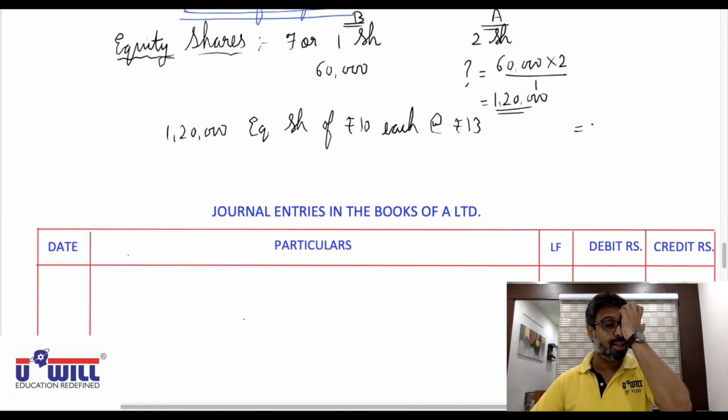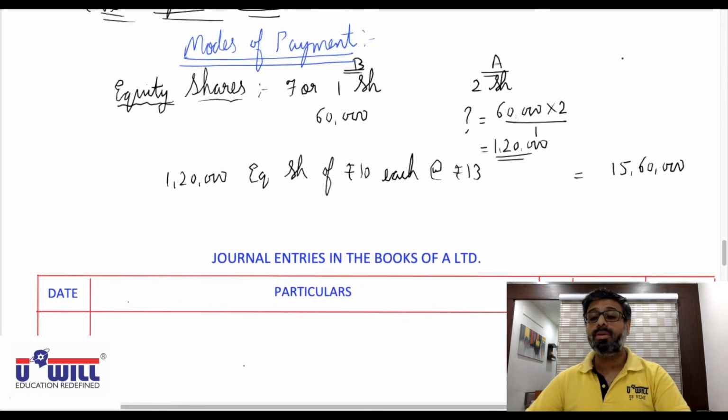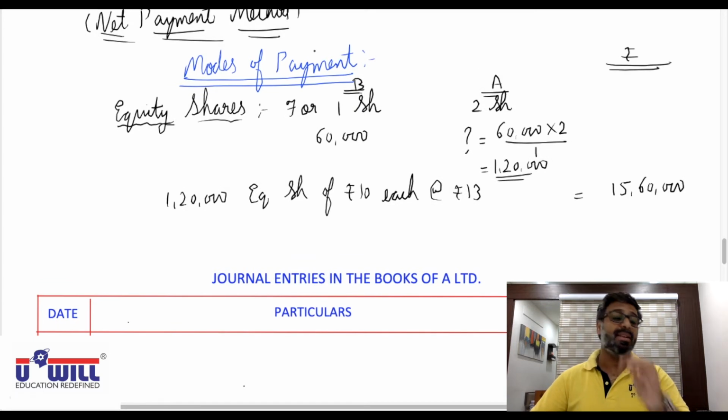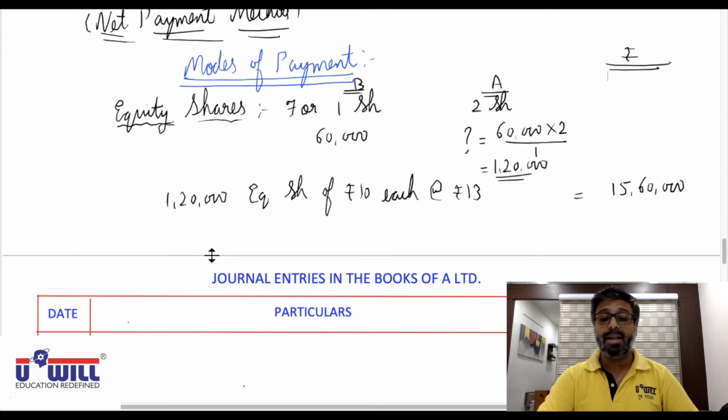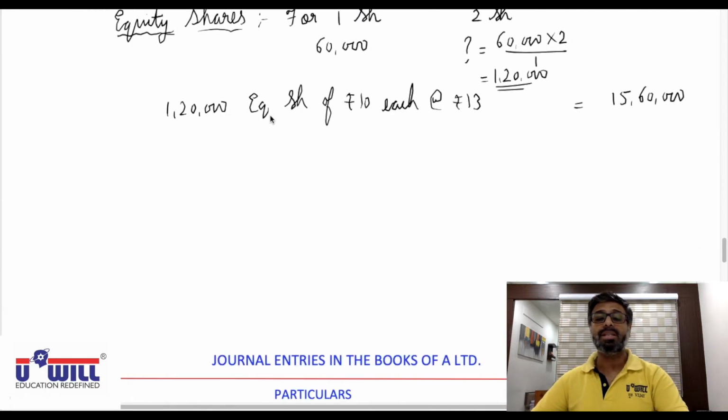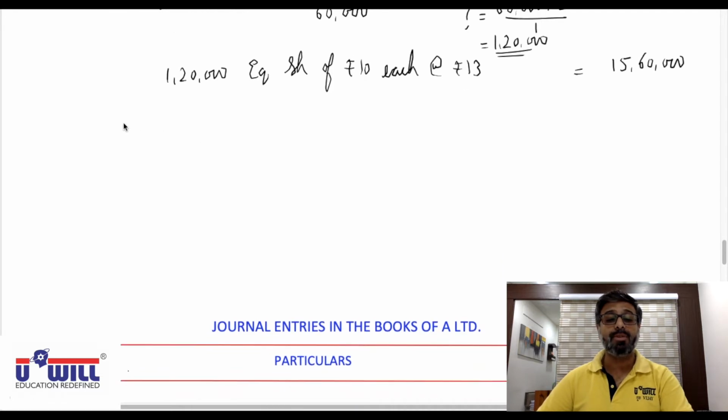1,20,000 equity shares into 13, so 15,60,000. How much are we giving to B Limited in the form of equity shares? In the form of equity shares, we are giving a value of 15,60,000. How do you get that 15,60,000? 1,20,000 equity shares of 10 each, but we are giving at 13 rupees. So 1,20,000 into 13, 15,60,000.